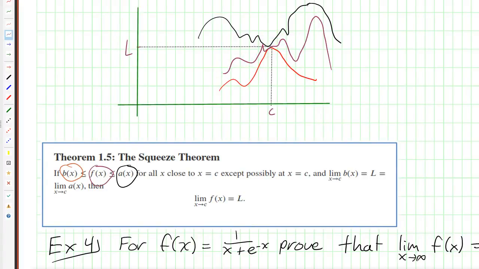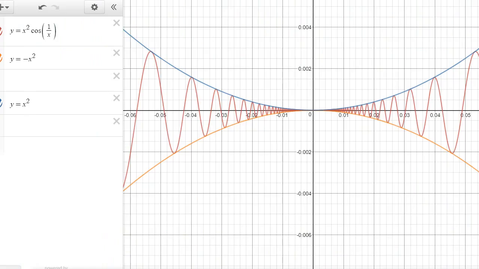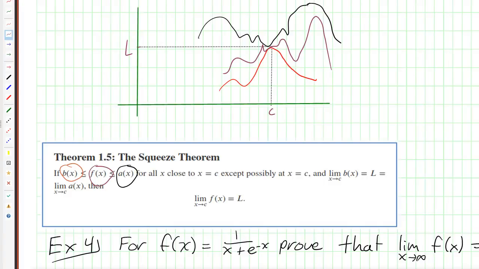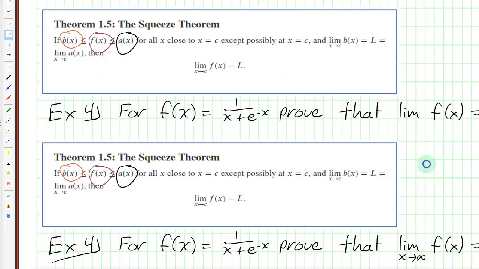And the reason why this is useful is because usually there are simple functions that work as your b of x and your a of x functions, such as the parabolas we saw before. And then your f of x might be something more complicated that's wiggling around in there in some weird way.